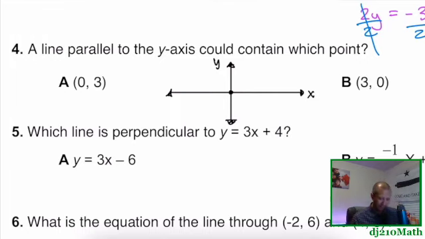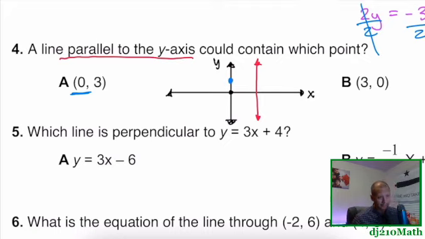Okay. This is saying a line parallel to the y-axis. So if the y-axis goes up and down, or is vertical, then a line that's parallel to the y-axis also goes up and down. This red line, the line that's parallel to the y-axis, could contain which point? 0, 3 or 3, 0. Well, let's plot it. Let's plot this one in blue. So 0, 3. x first, left and right 0, up 3.